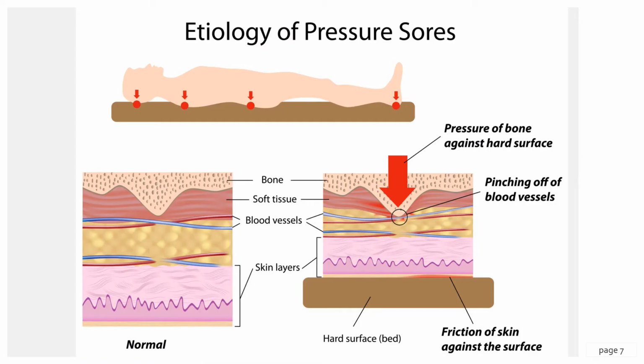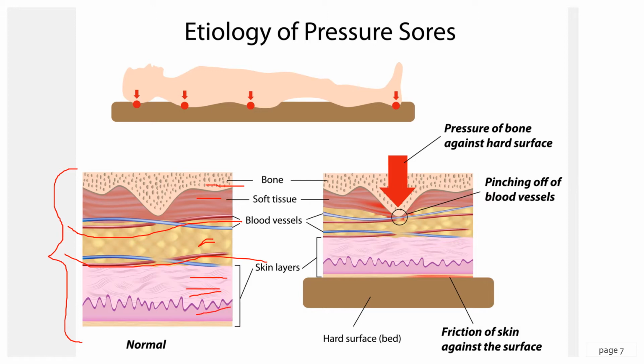Now, how do pressure sores happen? Well, here's a great cross-section of tissue. You can see bone here, soft tissue, blood vessels. This looks like some adipose tissue or fat. More blood vessels, and then different layers of skin.